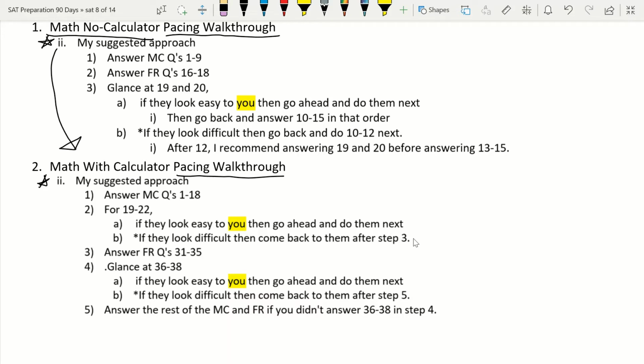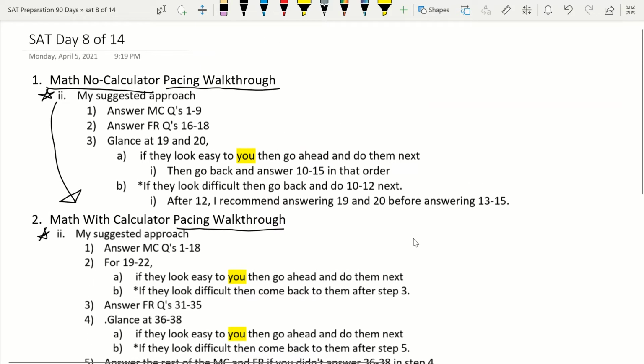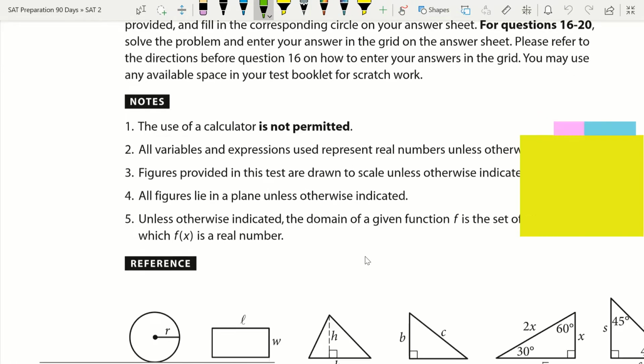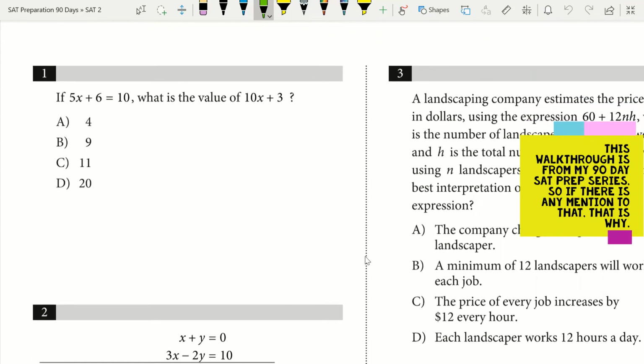All right, so with that, like I said, hopefully you took a quick look at the suggested approach for both of these sections, and let's go ahead and get started with the math no calculator section right now. All right, let's get started. This is practice test 2. So we got number 1.